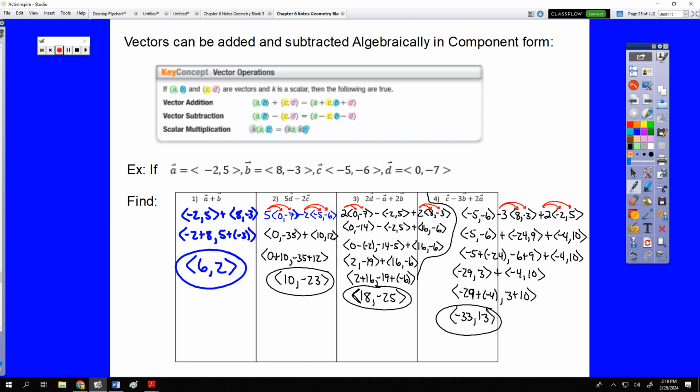So again, it's just like order of operations. We have to multiply first, so we would always do scalar multiplication before we would add or subtract. And we add or subtract at the same time, moving from left to right. So don't try to do too much at once.